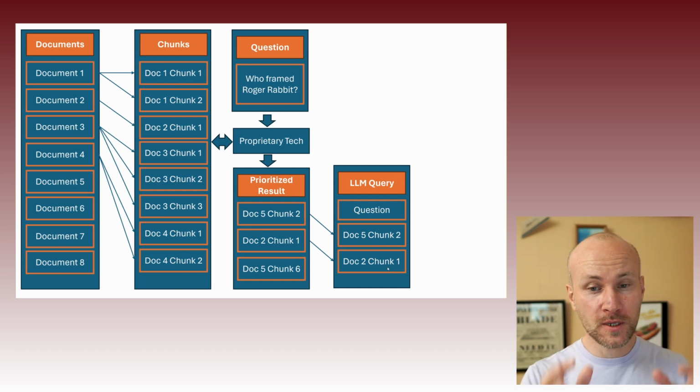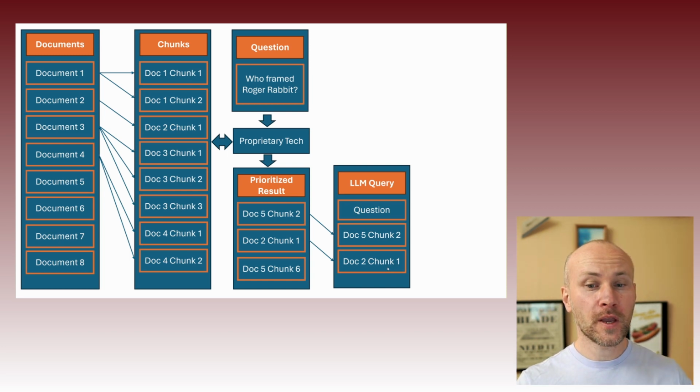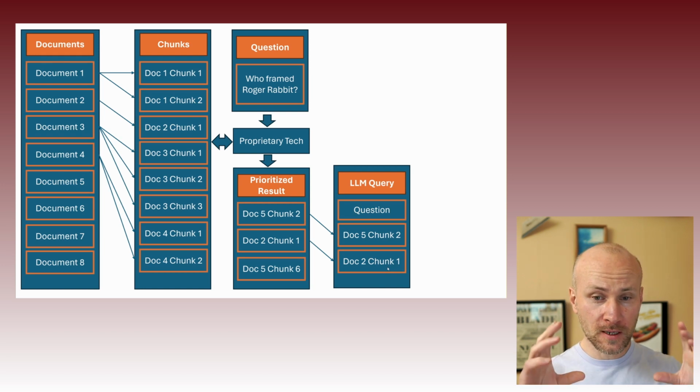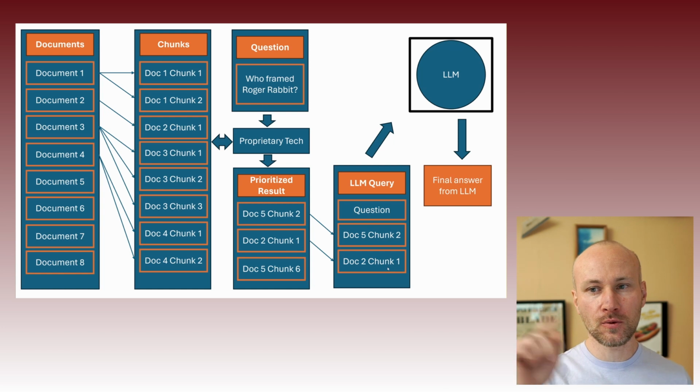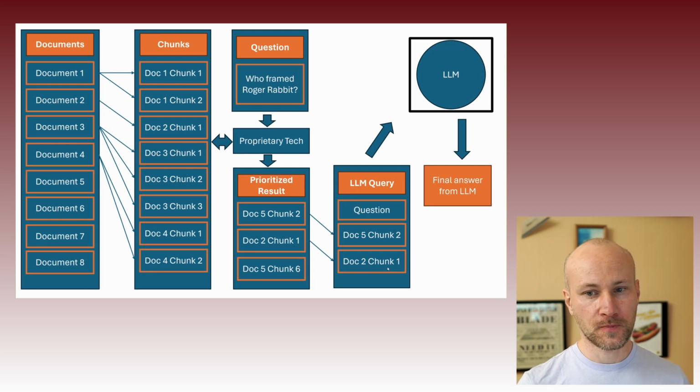You have a prioritized result that came back to you, and you need to make that decision. You've got to pick a certain number of chunks that you will combine with your original question. And that is what you're going to send to the large language model. And then it's going to come back with the answer. That is overall how RAG works.